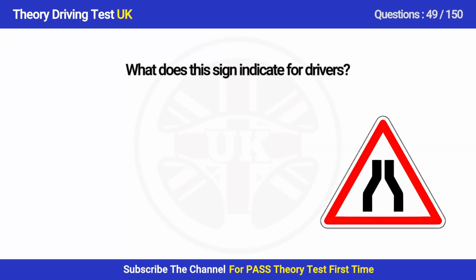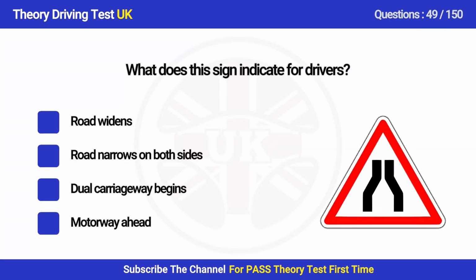Question 49. What does this sign indicate for drivers? A. Road widens. B. Road narrows on both sides. C. Dual carriageway begins. D. Motorway ahead.